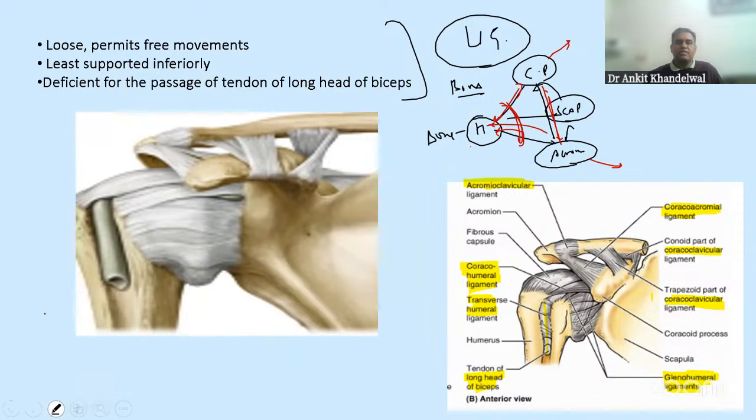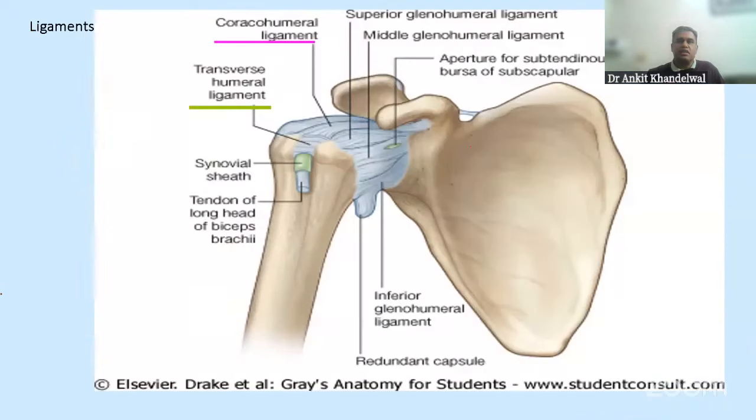So don't make it such a big point. Just apply your common sense and things are good to go. Again, you can see all these ligaments in this image. You should make these diagrams, guys, the ligaments over here. If a question comes on the shoulder joint, this diagram should be made.